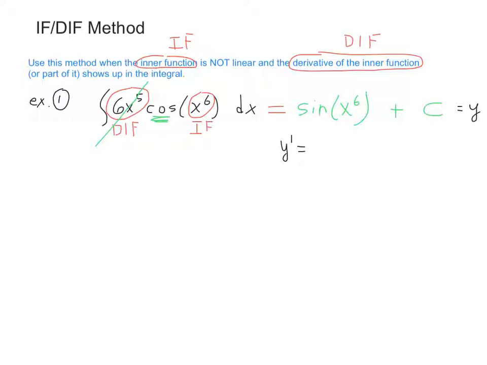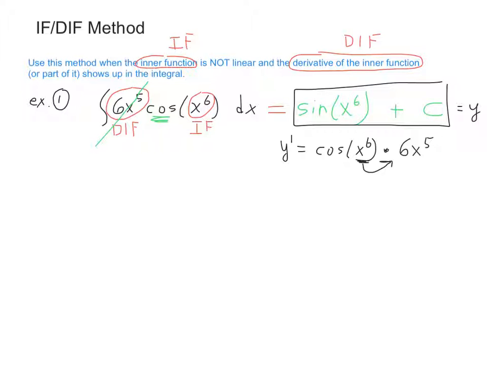If we find the derivative of this, we would have the cosine of x to the sixth. Once again, the inner function would come along for the ride. And then recall that the chain rule said that we would have to chain along the derivative of the inside, which would be 6x to the fifth. Notice how that matches what we started with in the integral. So here we're just working backwards. It's important to make note that the diff stays behind and does not come along as part of your answer. So let's write that down.